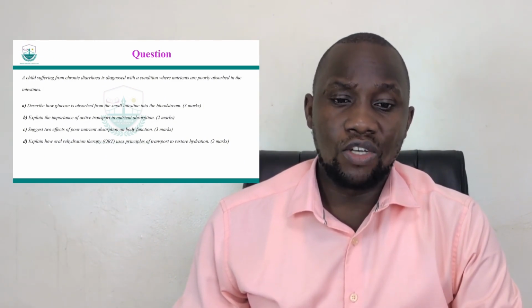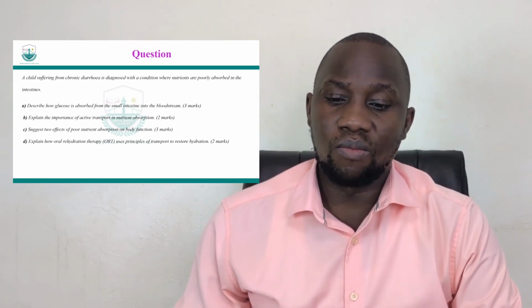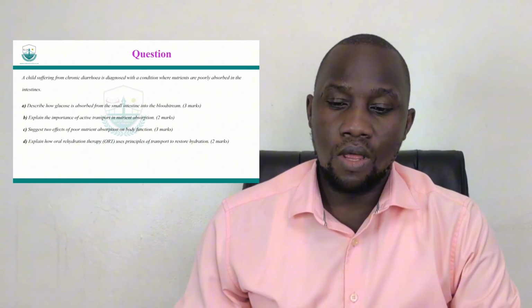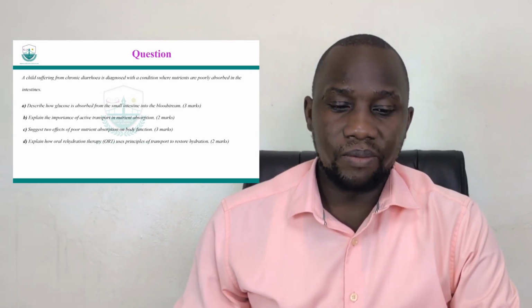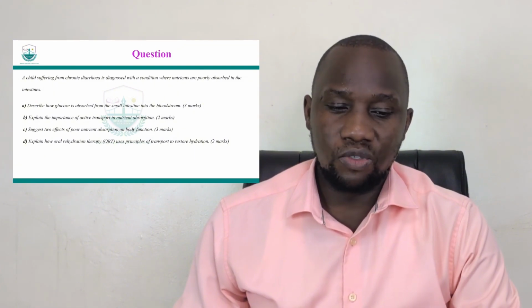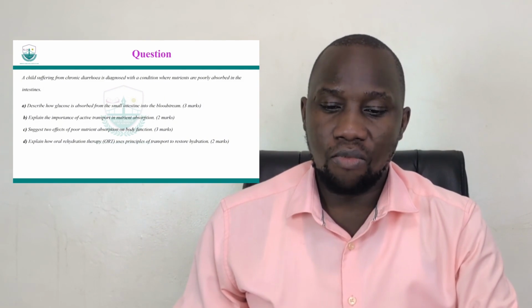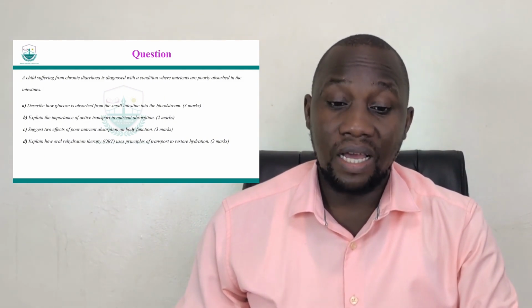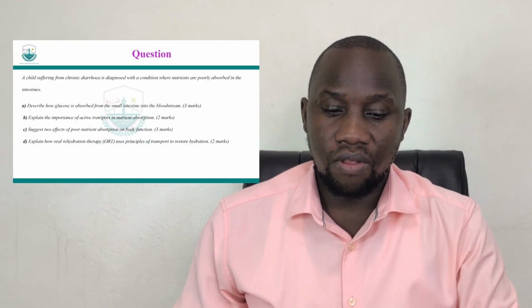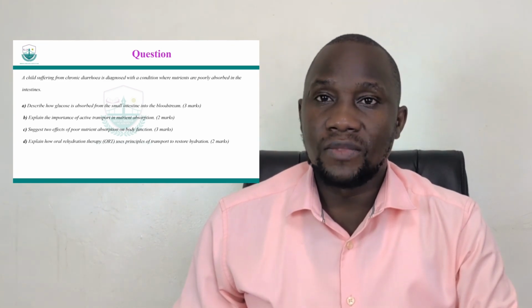The questions we have are: describe how glucose is absorbed from the intestines into the bloodstream, and explain the importance of active transport in nutrient absorption. Then suggest two effects of poor nutrient absorption on body function, and explain how oral rehydration therapy uses the principles of transport to restore hydration.